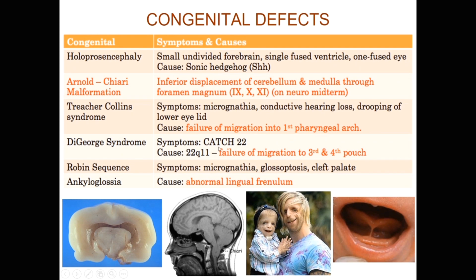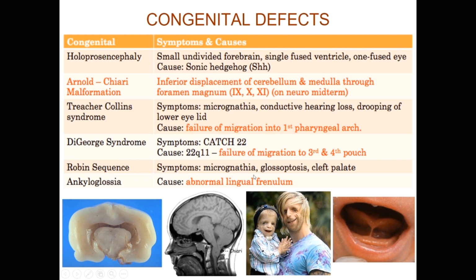DiGeorge syndrome, or CATCH-22, or 22q11. This is a deletion on the 22nd chromosome, q-arm 11 position. This is failure of migration of the third and fourth pouch. This is endoderm, third and fourth pouch. So there's going to be a lot of problems having to do with parathyroid. So they'll have hypocalcemia and stuff like that. So definitely recognize different descriptive features of this guy.